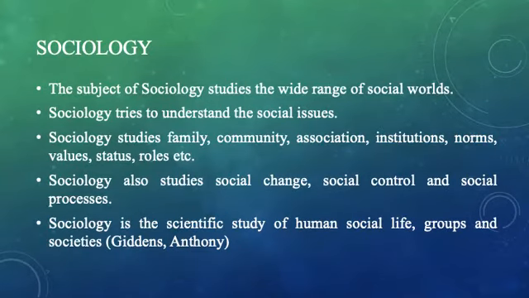So, let's see what sociology is all about. The subject of sociology studies the wide range of social worlds. So, sociology studies the various aspects of society. Everything that is related to society is studied by this subject called sociology. Sociology tries to understand social issues. There are so many social issues in our society, like poverty, unemployment, drug addiction, corruption, and during this time we can also give the example of the pandemic. So all these things can be understood by studying sociology.